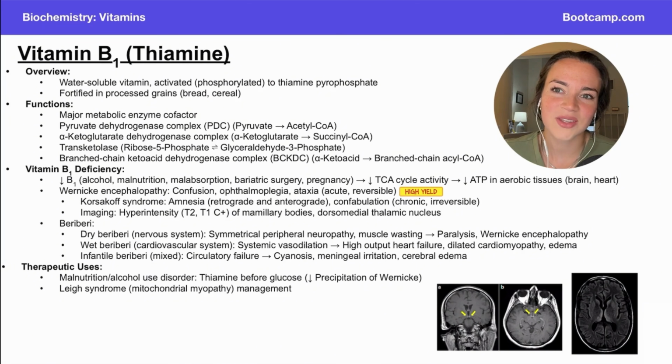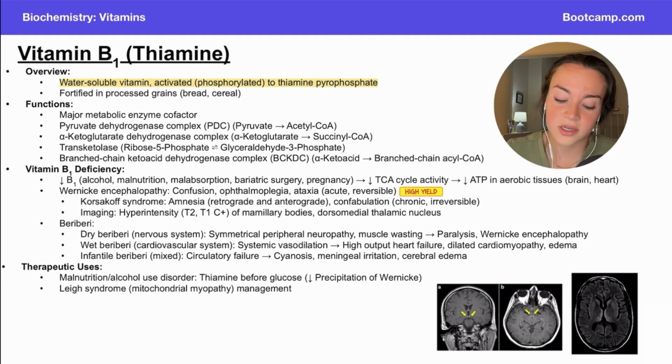Hi everyone, my name is Paige and thank you so much for joining me for our lesson on vitamin B1. Vitamin B1, also known as thiamine, is the next water-soluble vitamin we'll be talking about. Now in order to activate thiamine, we will phosphorylate it into the form thiamine pyrophosphate. And there's no real need to delve into that process at all, just a fact for you.